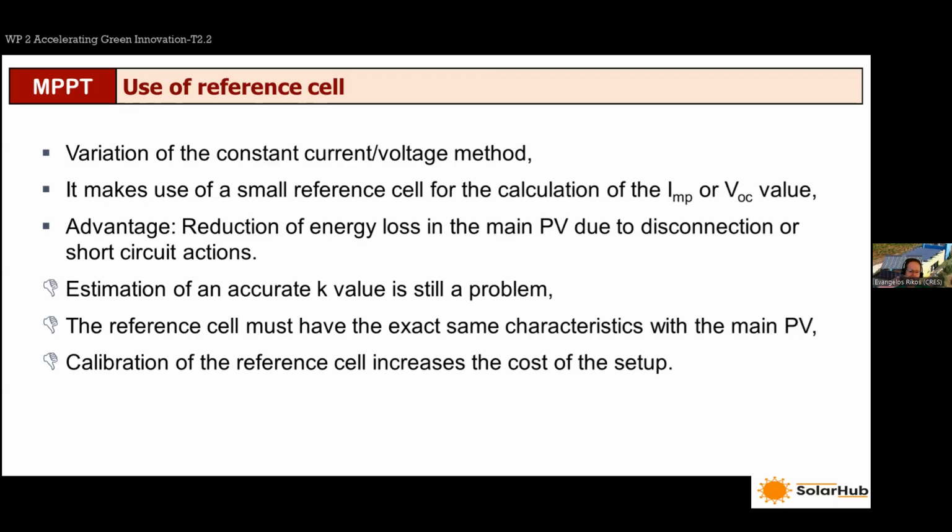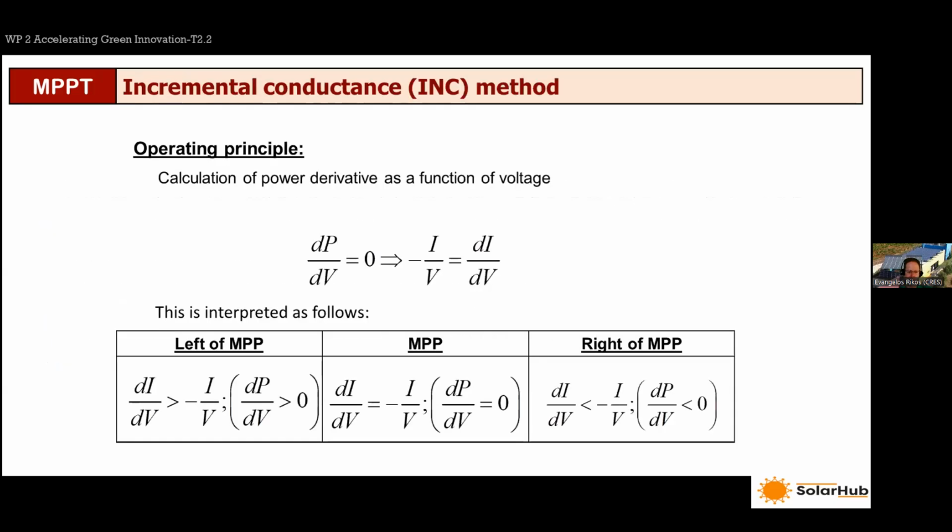And the reference cell has to have the exact same characteristics as the main photovoltaic system, which may require some calibration also in some cases. And this calibration and the use of the reference cell itself increases the cost of the setup. At least if we're talking about a small system, the cost of these actions could be substantial compared to the cost of the whole system.